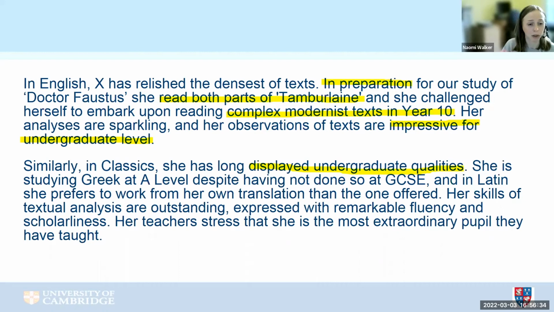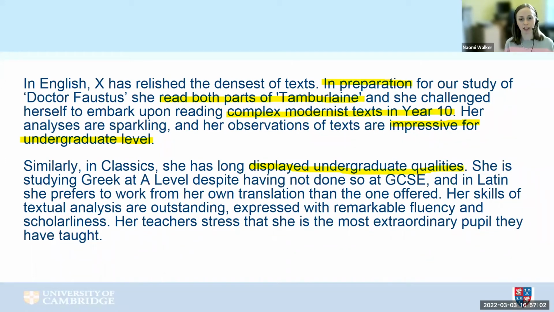And again, she's doing lots on her own. She's taking an A-level despite having not taken it at GCSE. Presumably she's having to go outside the curriculum and learn quite a lot on her own in order to catch up there. She works from her own translations rather than the ones offered. So she's actually completed her own translations of a whole text, which is quite impressive. And again, her analysis is clearly very developed there.